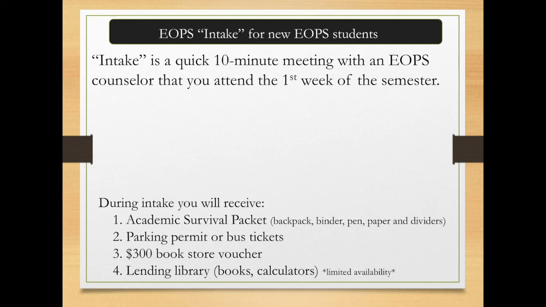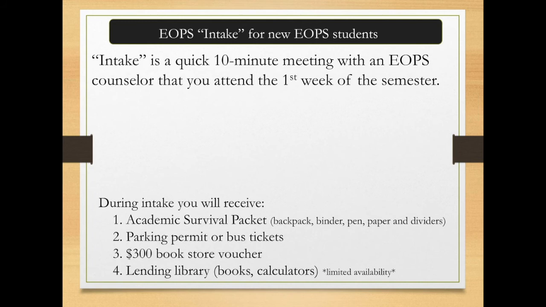You'll see a little note there that this is limited availability. So we don't have enough in our lending library for everybody. If there's 50 people who take the same Biology 17 class, we're going to run out of textbooks. So the lending library is a first come, first serve service. Everything else, all of our other services are guaranteed. But the lending library is first come, first serve.